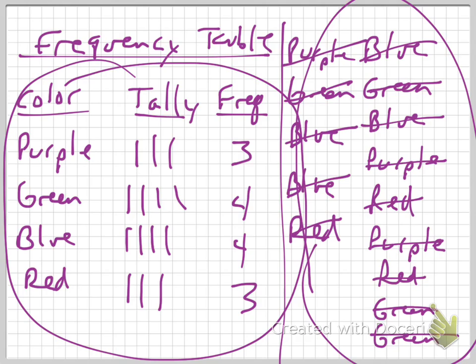Yeah, right? Can you tell me the mode just by looking at a frequency table? Easily. What's the mode? Green and blue. They tied. Agreed? It's that simple. Frequency tables show data. Makes it easy to see the mode. Real easy. Okay? It would be like this.